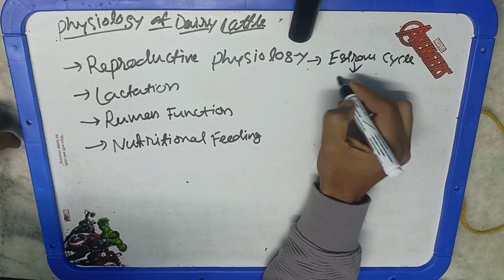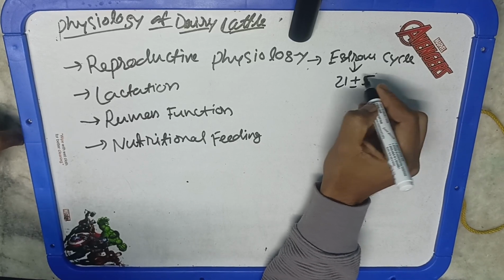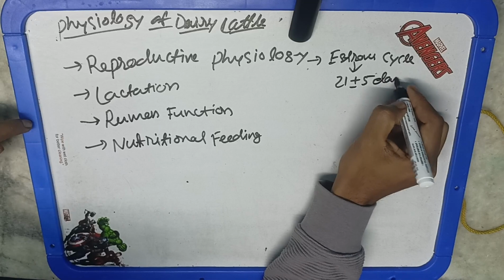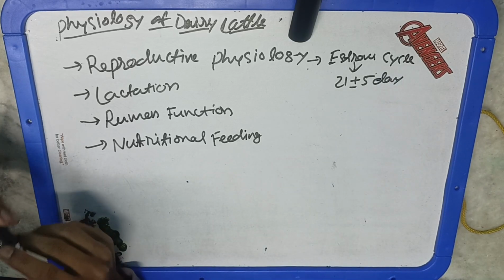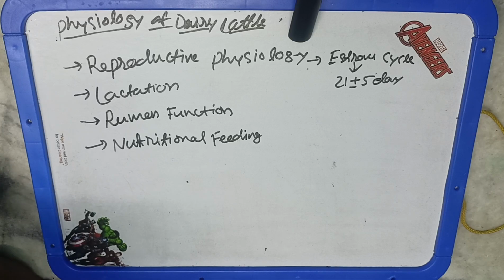So this is again important. This heat period is related to ovulation. Ovulation means the ova will be released and it will be active. So proper reproductive management is essential to ensure successful breeding, pregnancy and the calf.